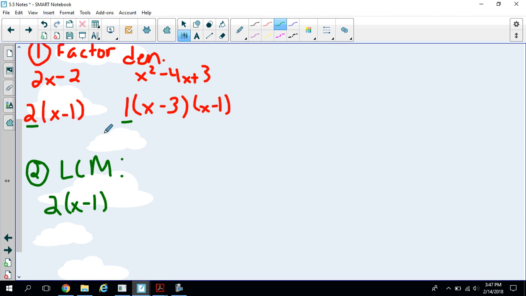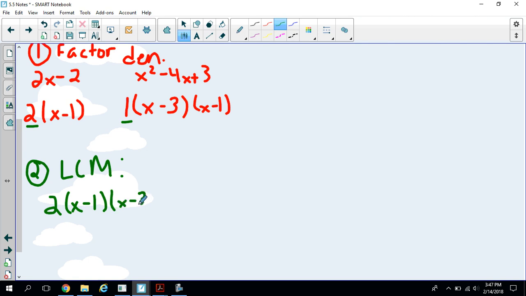Because remember, the biggest amount of times we see x minus 1 in each denominator is just 1 time. Now we write whatever is left. So I think we're done with the 2 times x minus 1. We've kind of exhausted our options there. But notice here we have an x minus 3. So we also need to include that in our least common multiple.